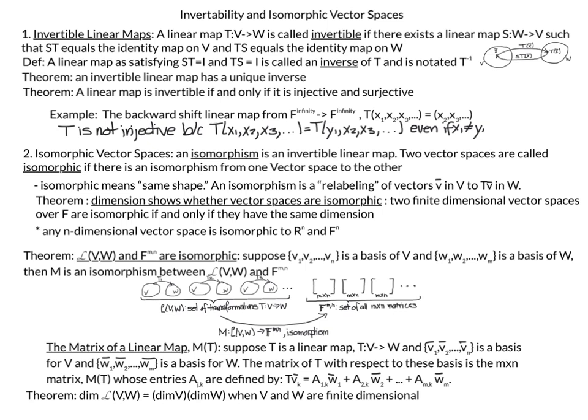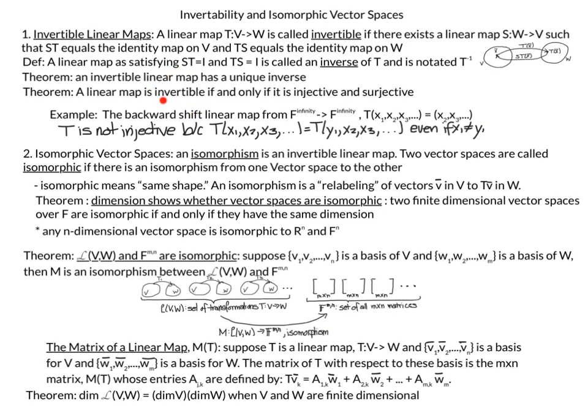And you can see T is not injective. It's not 1-to-1 because T of (x1, x2, x3, ...) is equal to T of (y1, x2, x3, ...). So these first elements can be not equal, but once you pass them through T, they'll have the same result. So what you have are two different elements mapping to the same element, so it's no longer 1-to-1.